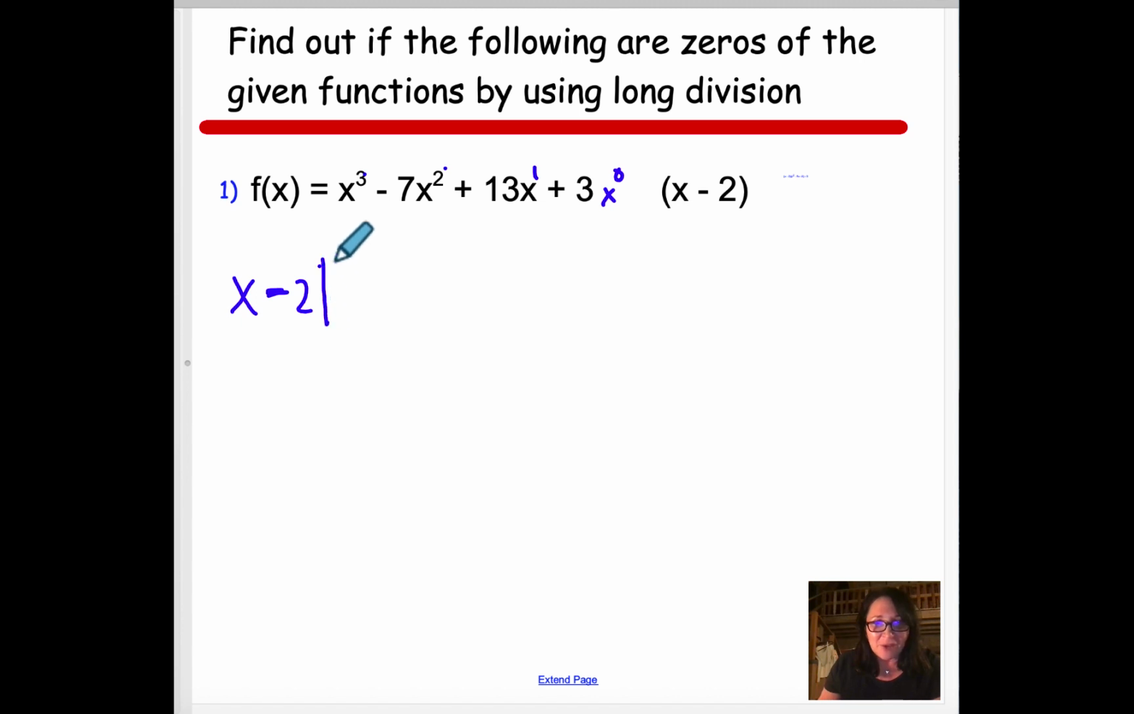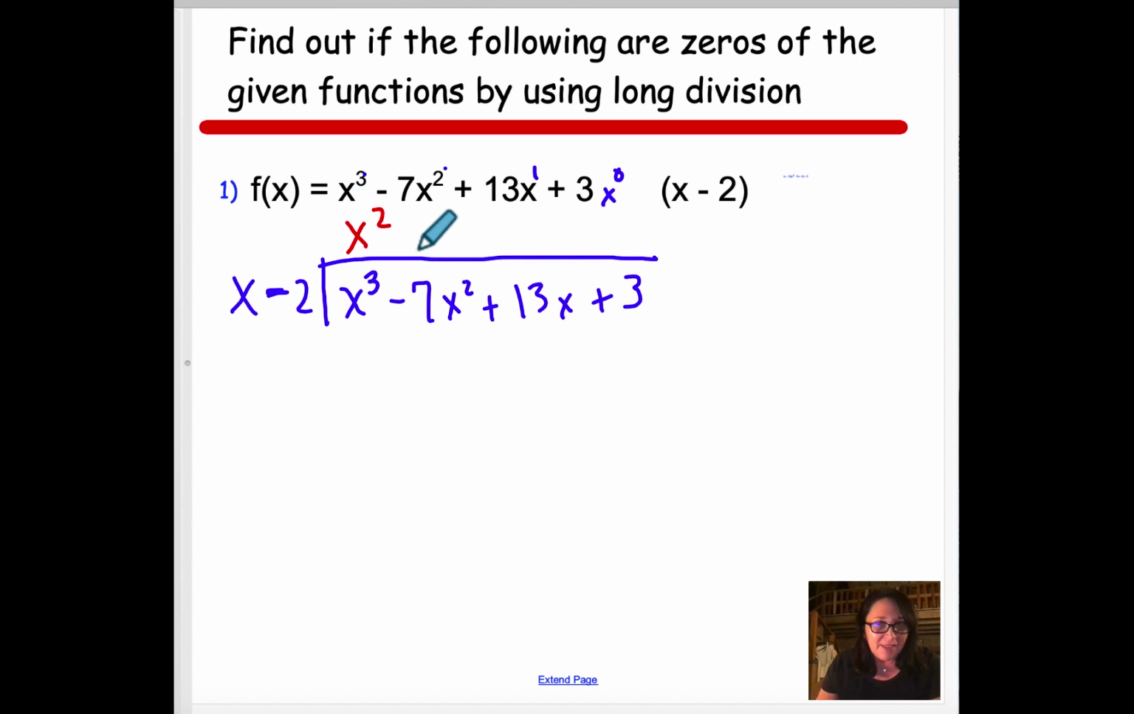So x times what is 3x? That's going to be plus 3. 3 times x is 3x, and then 3 times negative 2 is negative 6. I'm going to subtract the quantity. 3x minus 3x will cancel. 3 minus negative 6 is plus, so that makes 9. So that means my answer is going to be x squared minus 5x plus 3 plus 9 over my divisor, which is x minus 2.